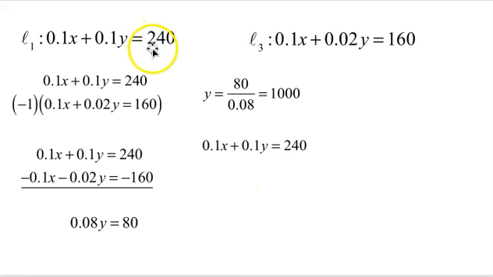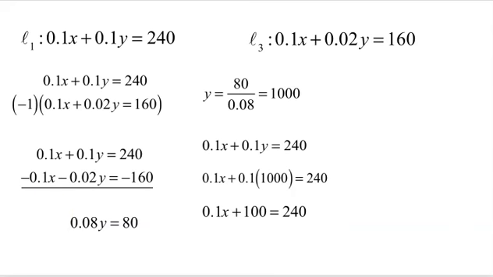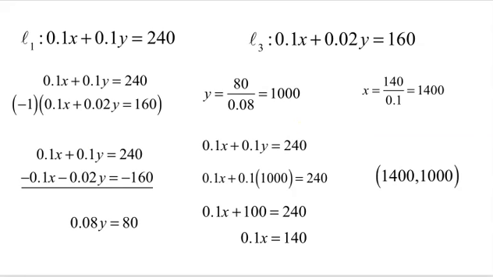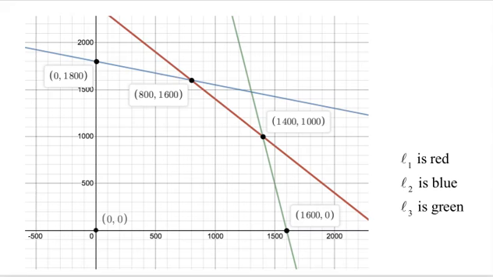So we're going to plug the y into one of these equations. I chose to use line 1. Plug the 1,000 in for y. So we get 0.1x plus 0.1 times 1,000 is 240. 0.1x plus 100 is 240. So 0.1x is 140. If I divide both sides by 0.1, I get x is 140 divided by 0.1, which is 1,400. So we have the x value is 1,400 and the y value is 1,000. So that is my last corner point, I believe. So let's go ahead and look at that with all the lines.